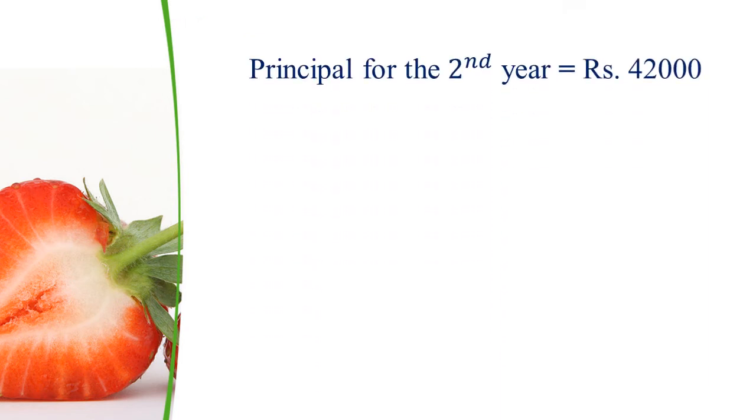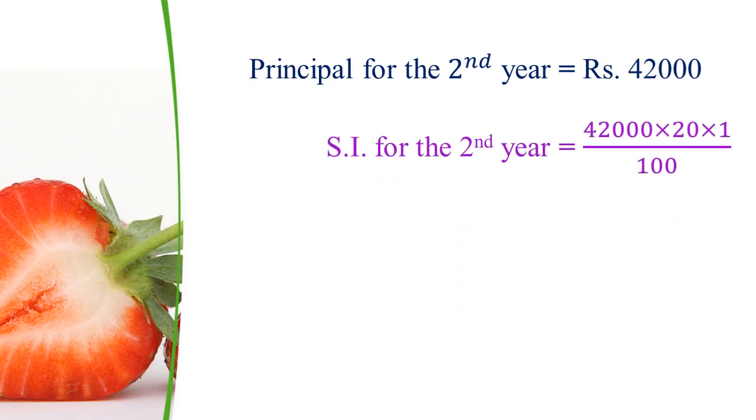So principal for the second year is rupees 42,000. Now we are going to see how to find simple interest for the second year. The formula is P multiplied by R multiplied by T by 100. Here the principal amount is rupees 42,000 multiplied by R is 20 multiplied by T is 1 by 100.